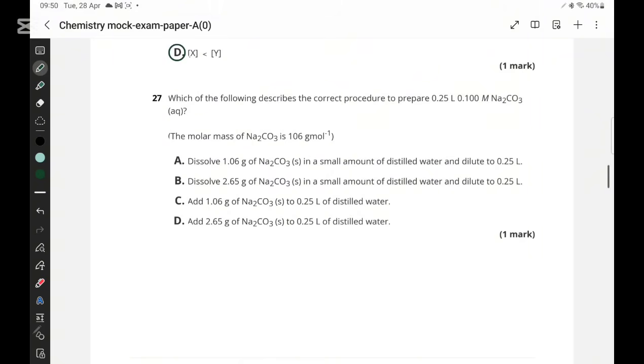Next question: which of the following describes the correct procedure to prepare 0.25 liter of 0.1 molar Na2CO3 in aqueous form? Concentration is given, volume is given. Can we calculate the number of moles? Of course we can. Moles is equal to concentration times volume, that is 0.1 times 0.25, and it comes out to be 0.025 mole.